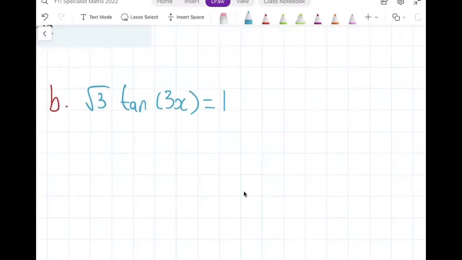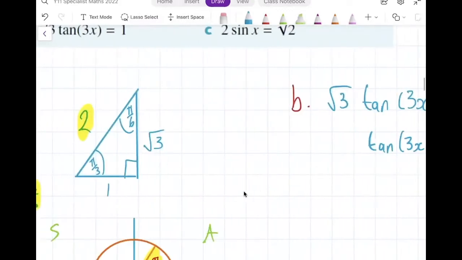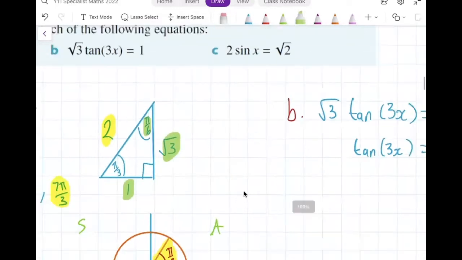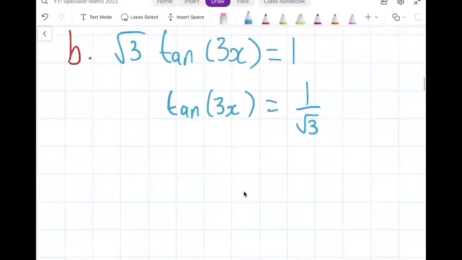So I've got root 3 tan 3x is equal to 1. If I rearrange my left-hand side, I can divide both sides by root 3, and I get 1 over root 3. If I come back across to my triangle from before, tan is opposite over adjacent. My opposite side has to be 1. My adjacent side has to be root 3. So my angle must be pi on 6, which means 3x is equal to pi on 6.